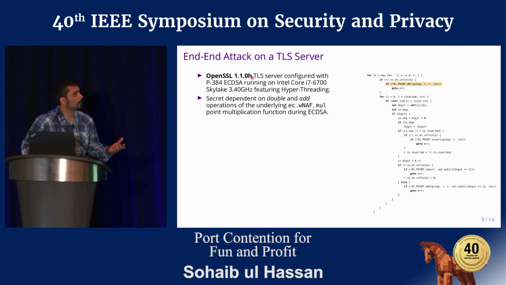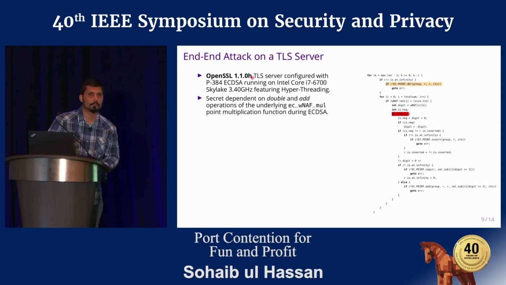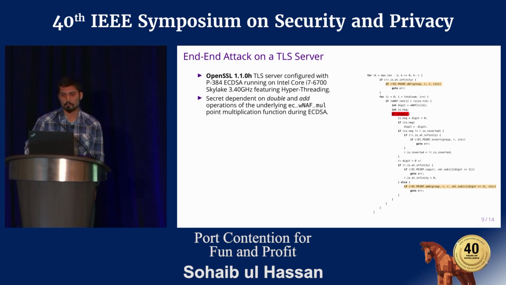The code always executes a double operation, and then it looks at the value of a secret digit. If it's not 0, it will do an add operation. So here we can see there is a conditional branch, and this is what we are going to exploit in the attack phase.